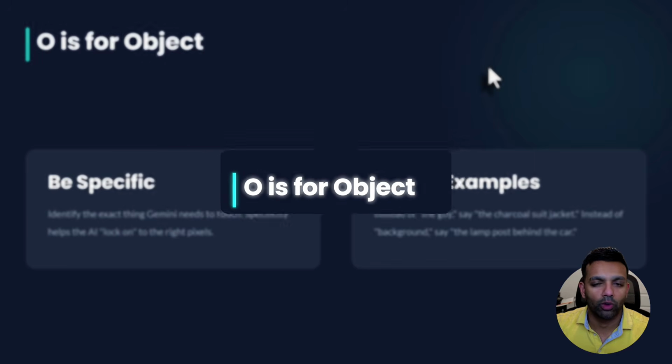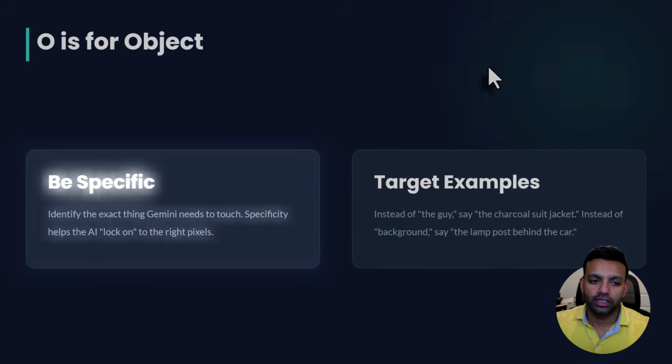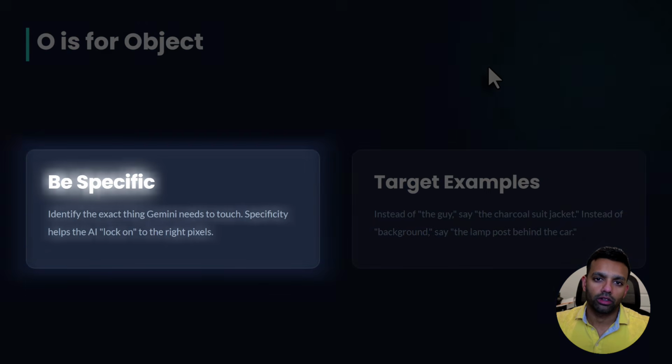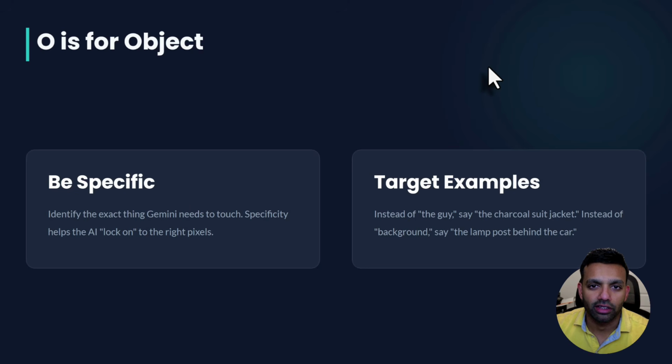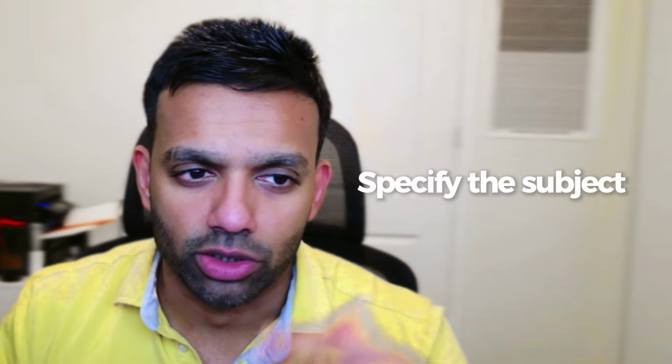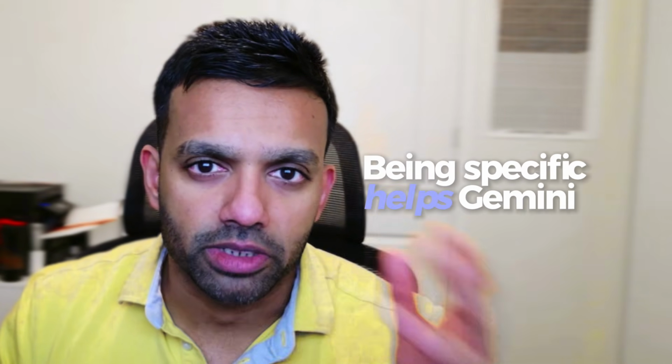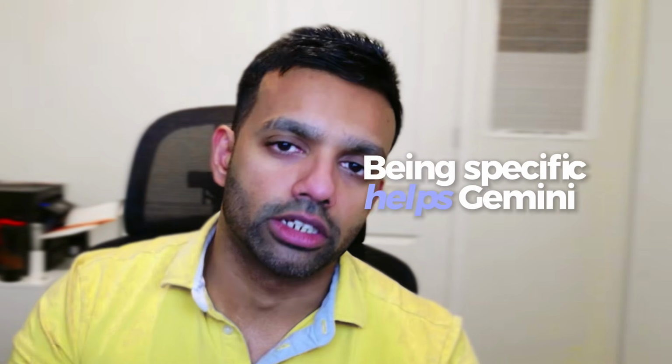Up next, we have O for Object. And object is the exact thing that you want Google Gemini to touch or to change. So you want to be specific. You want to point out exactly what you're trying to change, the object or the subject. And being specific really helps Gemini lock into the correct pixels.